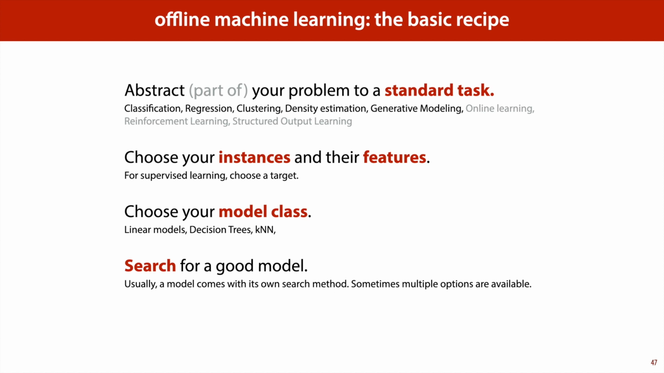There's also online learning, reinforcement learning, or structured output learning, which we'll look at less in this course. Once you've chosen your abstract task, you usually choose some instances and their features. And if you're doing supervised learning, you also need to have a target label for each of these instances. Then you choose a model class, which can be linear models, decision trees, or k-nearest neighbors. And then you somehow search your model space for the best model to fit to your data. And usually a model comes with its own search methods, but sometimes multiple search methods are available for a given model. And for a lot of machine learning, this basic recipe is followed.